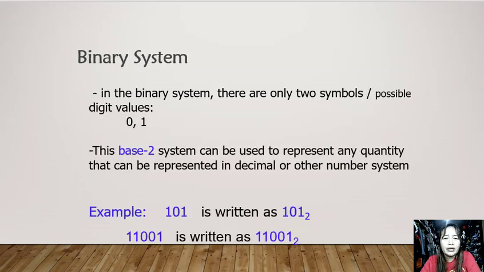Let's move on to binary. Binary, contrary to the decimal number system, only has two symbols or possible digit values, either 0 or 1. Since there are only two forms, the base 2 system is used to represent any quantity that can be represented in decimal or other number systems. For instance, 101 is written as 101 with a base of 2, and 11001 is written as 11001 with a base of 2.